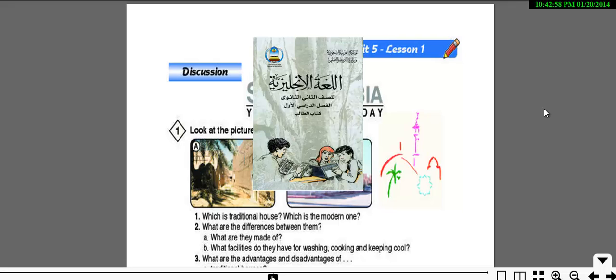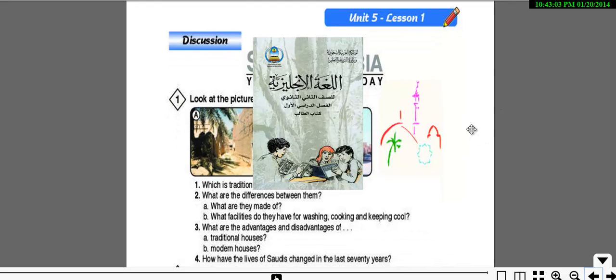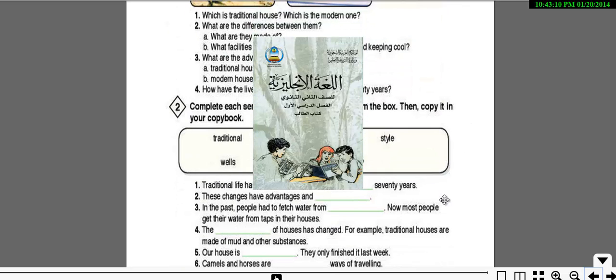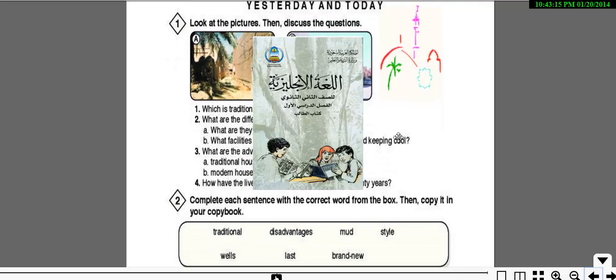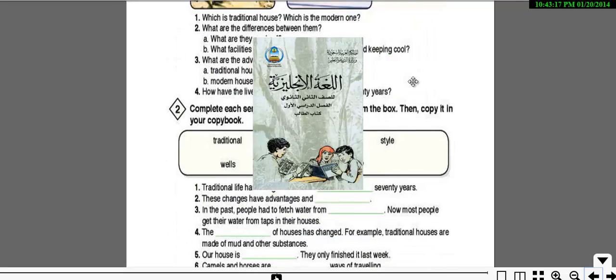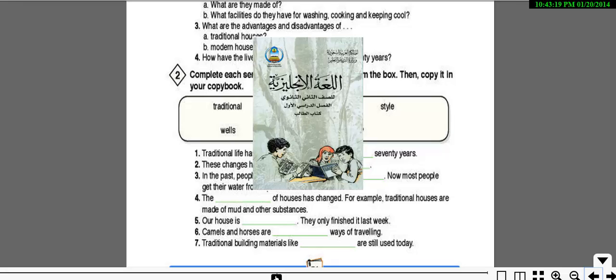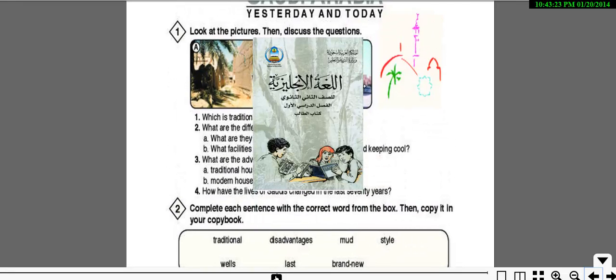We're starting a new unit. Hopefully we're finishing this book very soon. It's a discussion about Saudi Arabia and comparing yesterday to today, what has changed, what hasn't so far. As you can see on this page, we have only two parts, part 1 and part 2. Part 1 is about two pictures and some discussion questions, and part 2 is about vocabulary and a fill-in-the-blank exercise. So let's just get started.